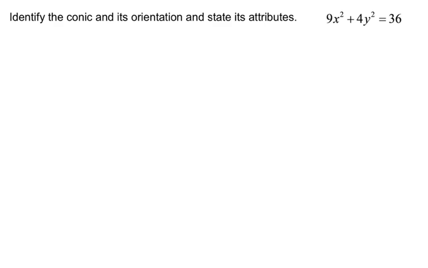We haven't learned about hyperbolas yet, but hyperbolas will have different signs. So notice that both of these x squared and y squared terms have positive coefficients. Hyperbolas will have different signs for their coefficients. This is not a hyperbola. That means it's either a circle or an ellipse. Circles would have the same coefficient. This is not a circle. This is an ellipse since we have different coefficients.